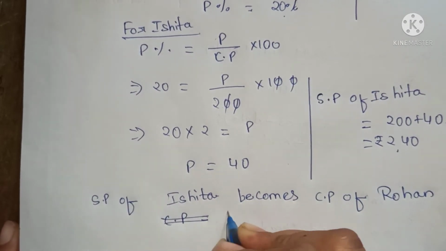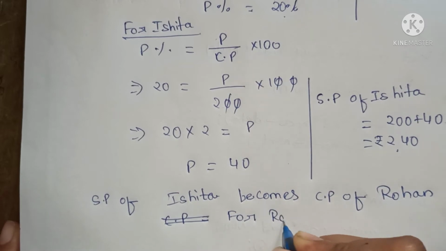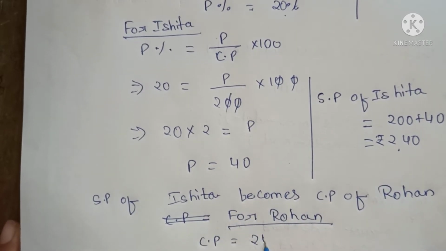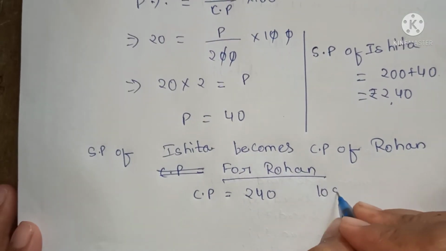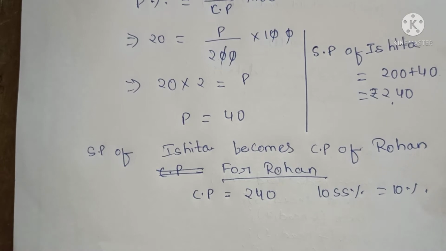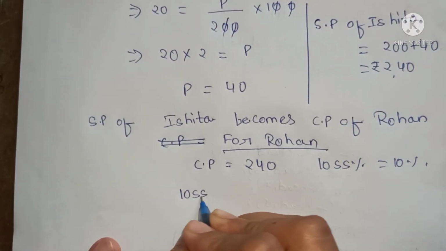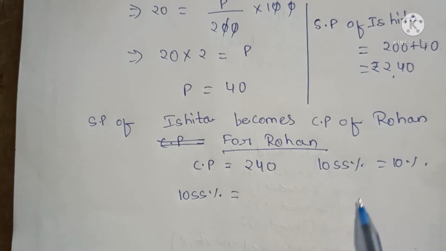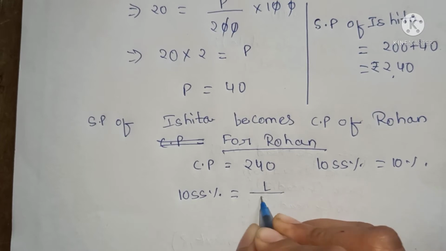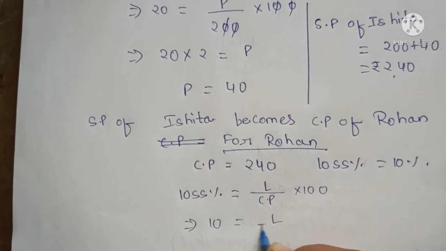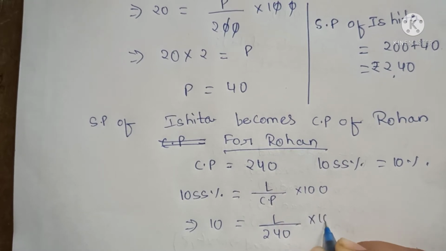So now we will write here for Rohan. We will now solve for Rohan. Okay, so CP for Rohan will be 240 rupees and the loss percentage is given, that is 10%. So Rohan is having a loss. We will use the loss percentage formula now. Why? Because Rohan is having a loss. So loss by CP into 100, that is 10 equals L by 240 into 100.